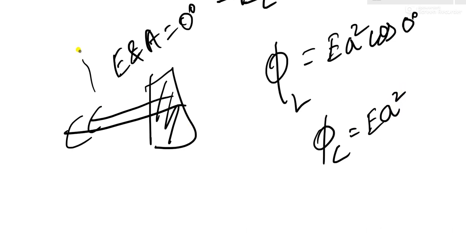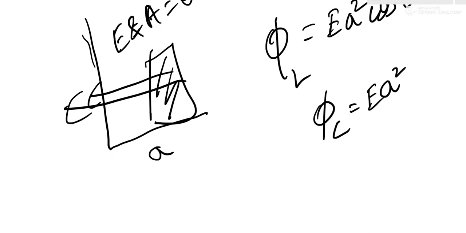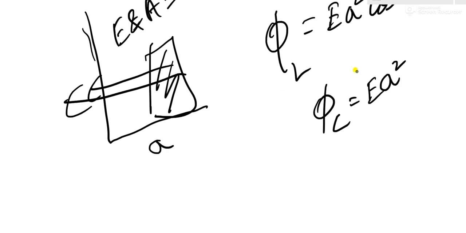Here the distance from the origin is going to be a. Next, that is the electric field at the left side.